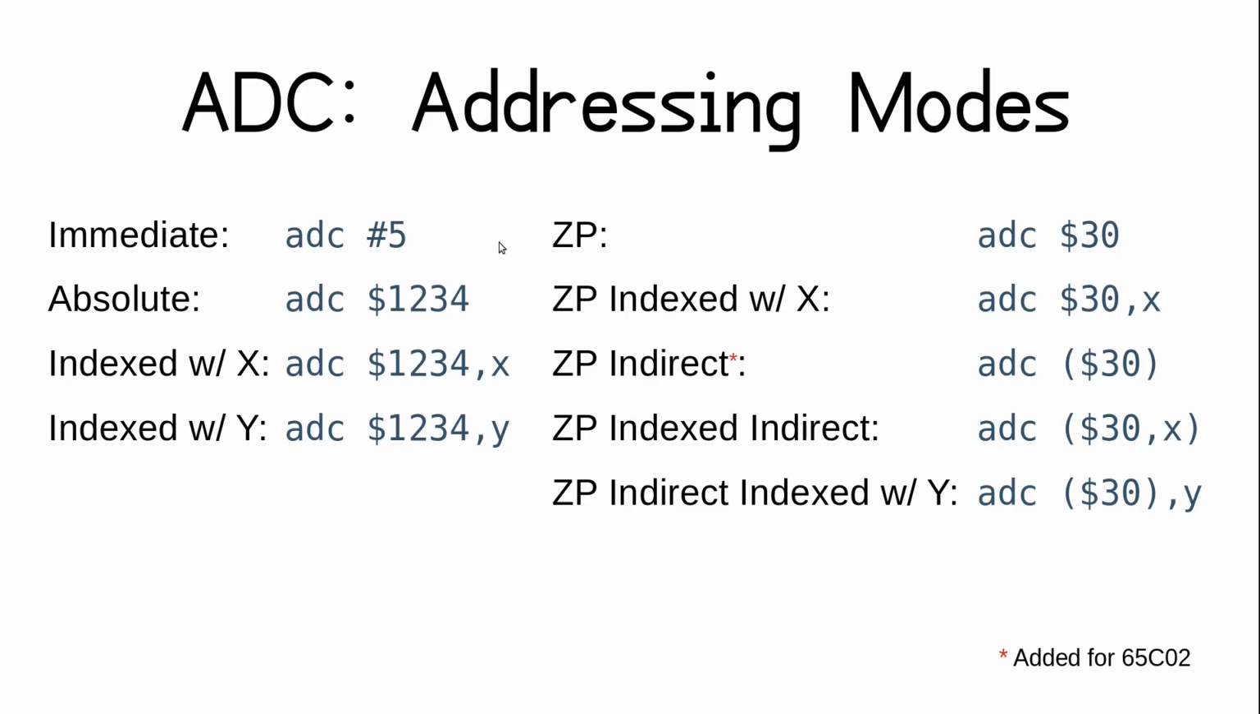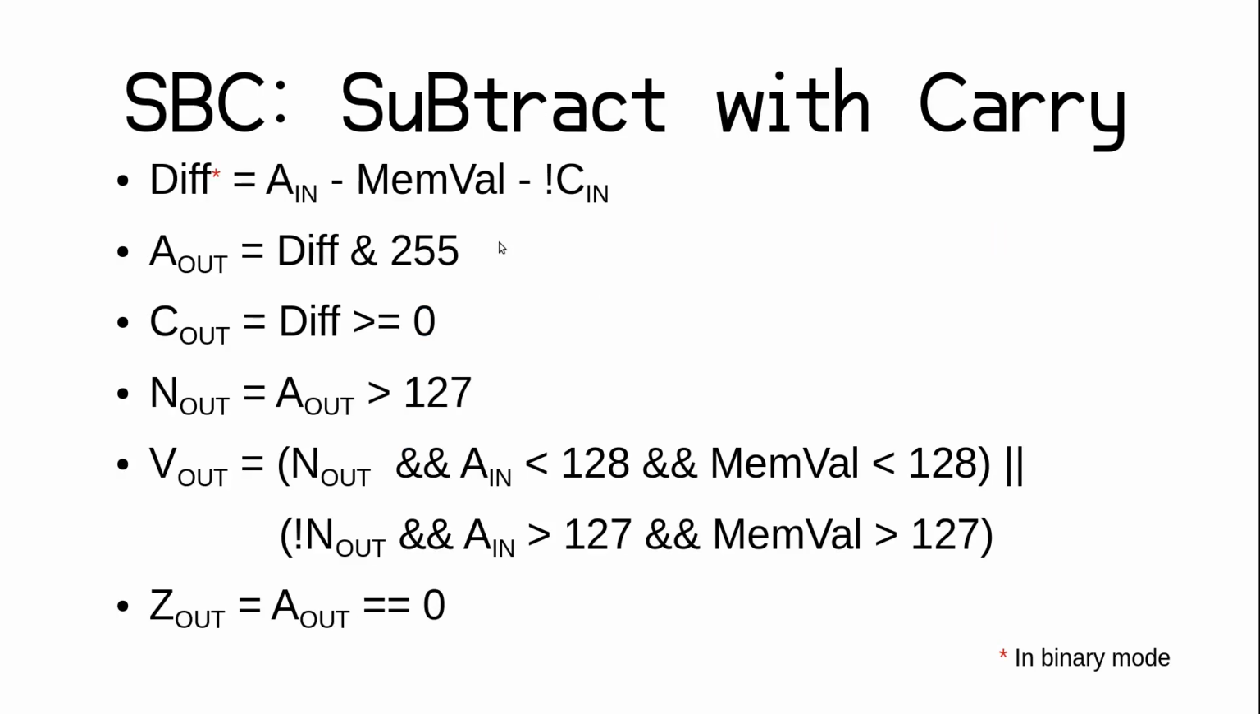A new mode available for ADC in the 65C02 is the zero-page indirect mode, which was not available on older processors in the 6502 family, like those found in the Commodore 64 or Nintendo Entertainment System.